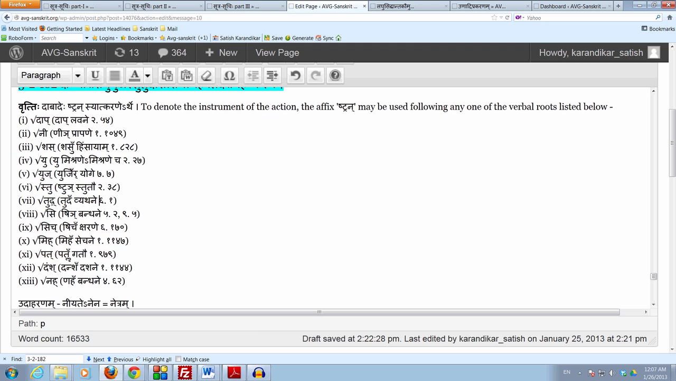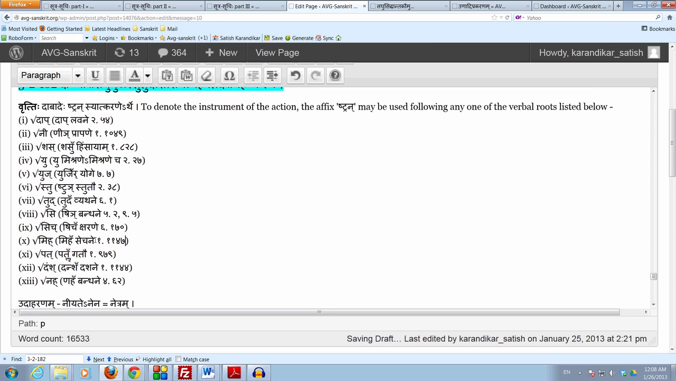The seventh one is tud, which is tuda vyathane from the tudadiganaha. It's the first verbal root in the tudadiganaha. The eighth one is si, which is shin bandhane. This is in the swadiganaha as well as in the kriyadiganaha. The ninth is sich, which is shicha ksharane from the tudadiganaha. The 10th one is mih, which is miha sechane from the bhadiganaha.